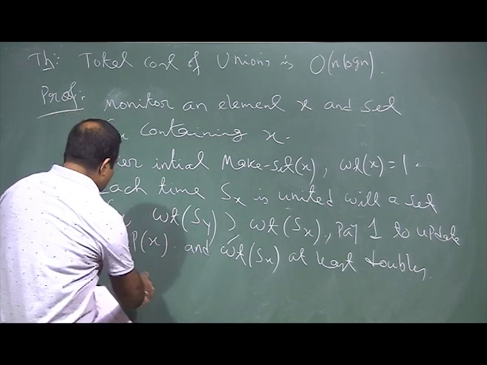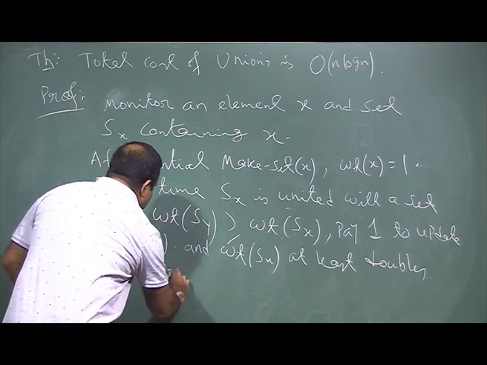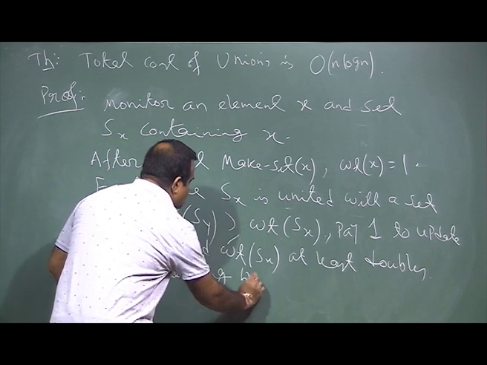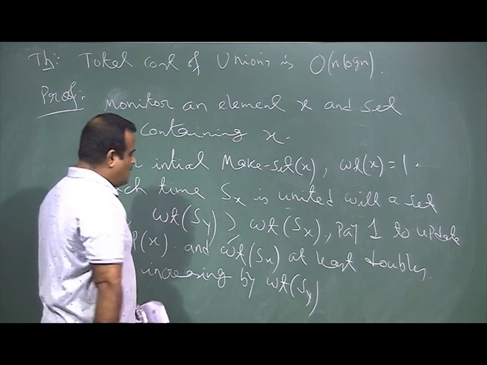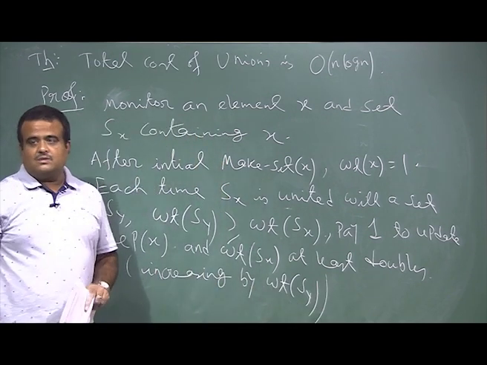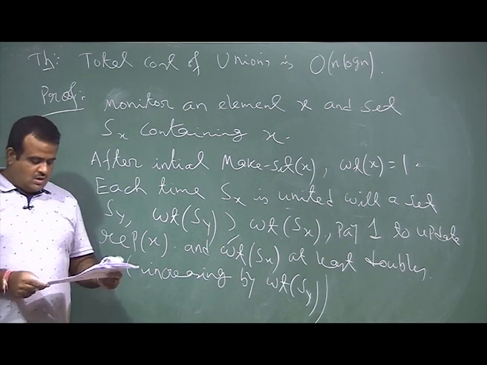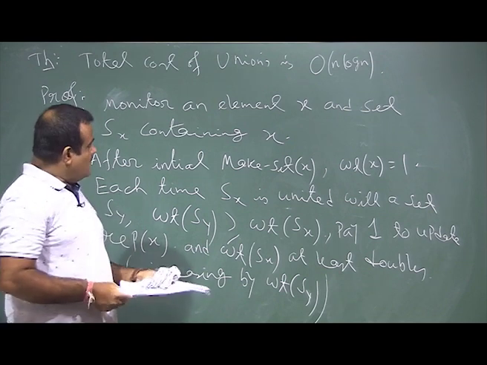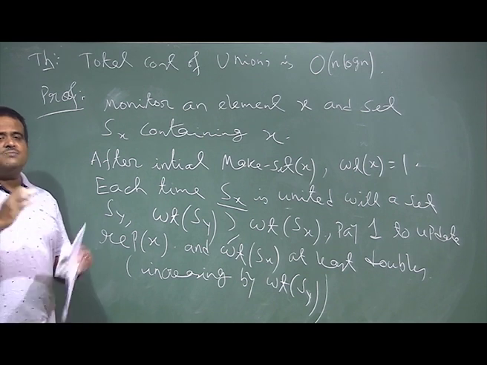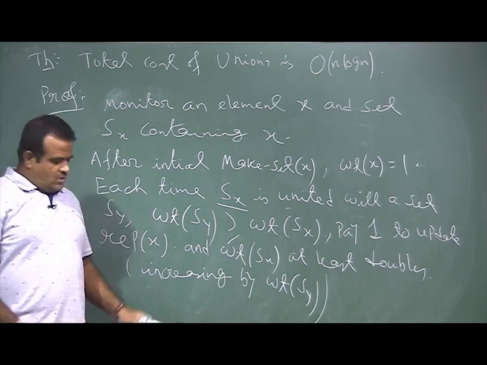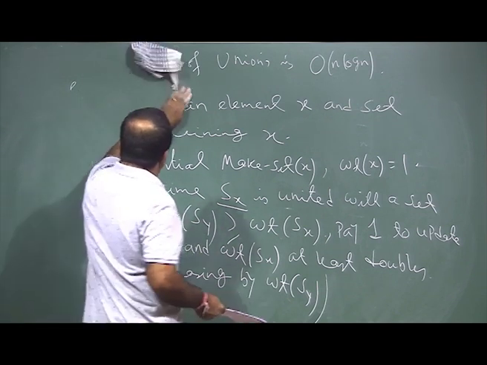This is basically increasing because the weight is increasing by the weight of Sy, which is greater than Sx. So the weight is becoming double. That is the reason this log n is coming, log n base 2. And if Sy is united with Sx, then we are not paying anything. So how many times are we doubling? Just log n times.